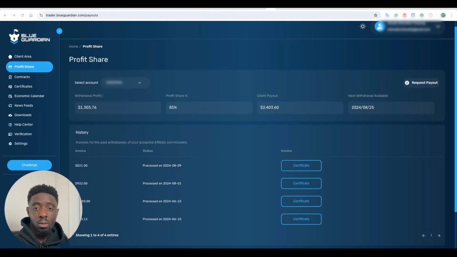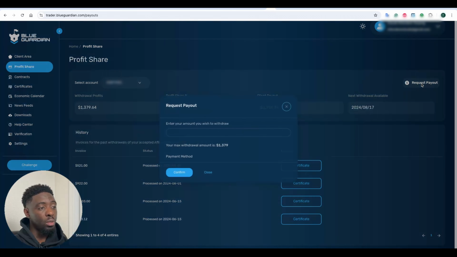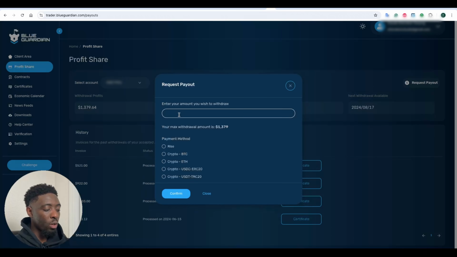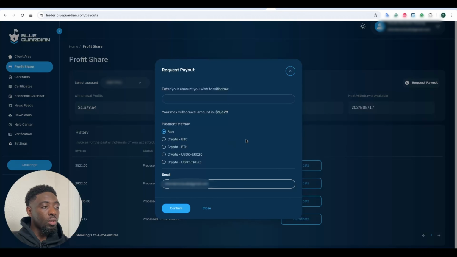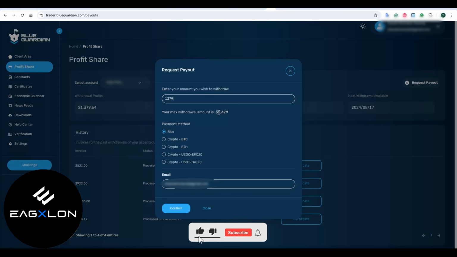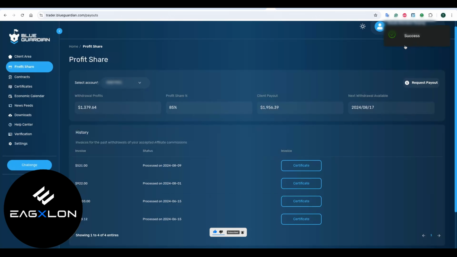We'll do the next account. All right, let's do the next account. So here's the second account. This is $1,379.64, so we hit the request for payout as well. You put here 1379. I always take out everything, and I'm going to explain something real quick. Send this to my Rise as well. 1379, correct, and confirm. That's it. It says success as well.